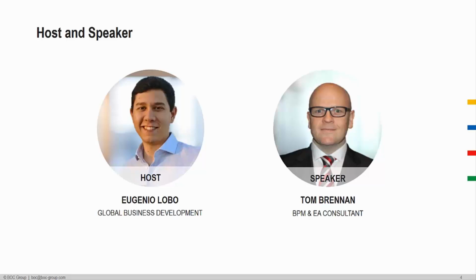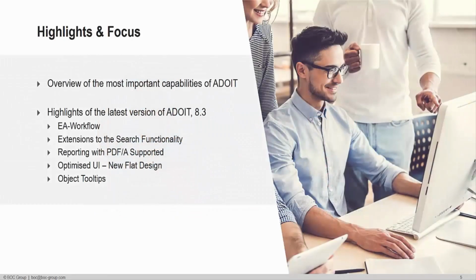So welcome to Tom. Today we'll be looking at mainly an overview of the highlights and capabilities of ADOIT. So we'll be looking more specifically at our EA workflow. This is a new capability that we have introduced into ADOIT. We'll also see the extended functionality that the search function has. We'll be looking at some new reporting formats, and more specifically PDF-A. Also, A3 comes with an optimized user interface where we have implemented a new flat design. So we'll be having a look at that. And lastly, we'll look at the object tooltips, a new capability of ADOIT.